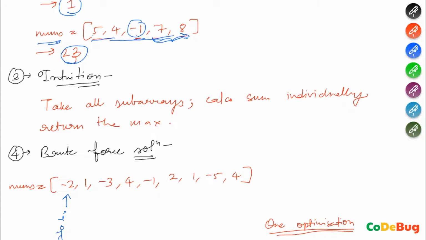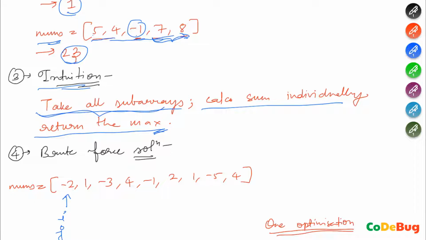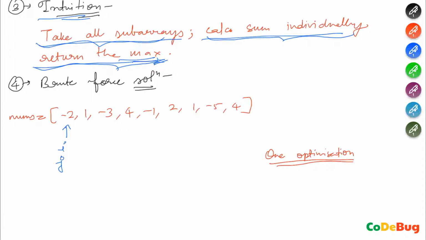Let's go through the intuition. What we can think here is that we can take a subarray at a time and calculate its sum, and then we will try to keep track of the maximum sum that we have encountered so far. So we'll take all the subarrays, calculate the sum individually for each subarray, compare it with the maximum value so far, and then return that max sum. So this looks like a very straightforward solution.